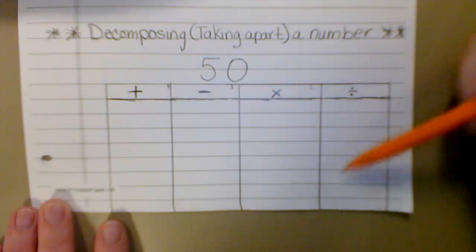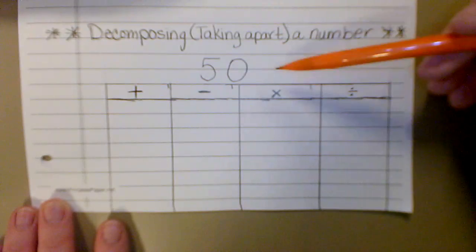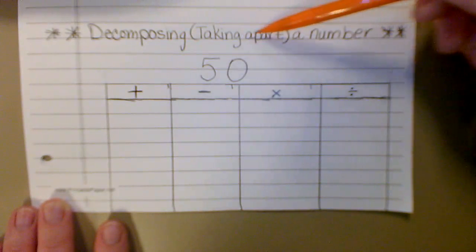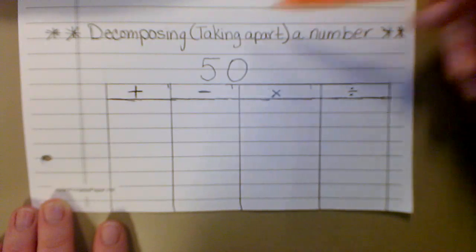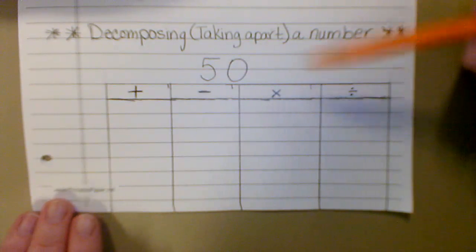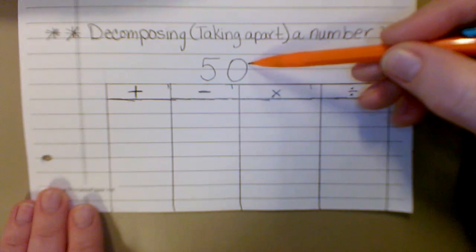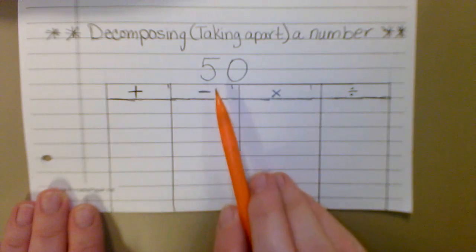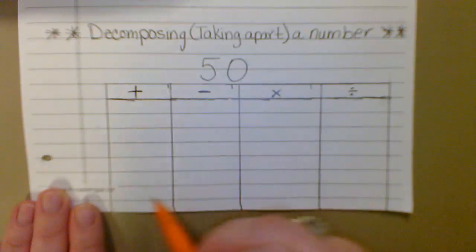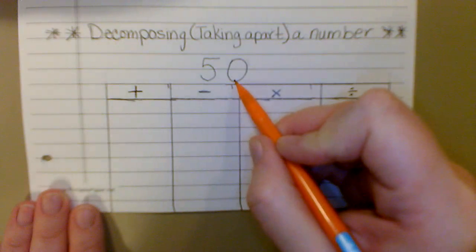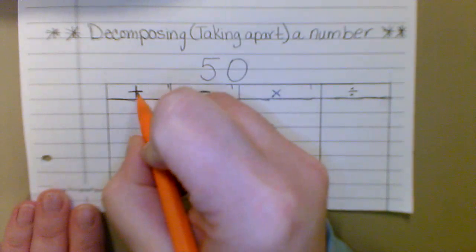Okay, the next thing we are going to have to use in this lesson, we're not going to be working specifically like this, but we're going to have to understand the idea of decomposing or taking apart a number. And by taking apart, I don't mean separate the 5 from the 0. Okay, I mean coming up with different ways to get 50. Okay, so I have labeled my box plus, minus, multiply, divide. And I'm going to say to myself, okay, how can I get 50 using addition?